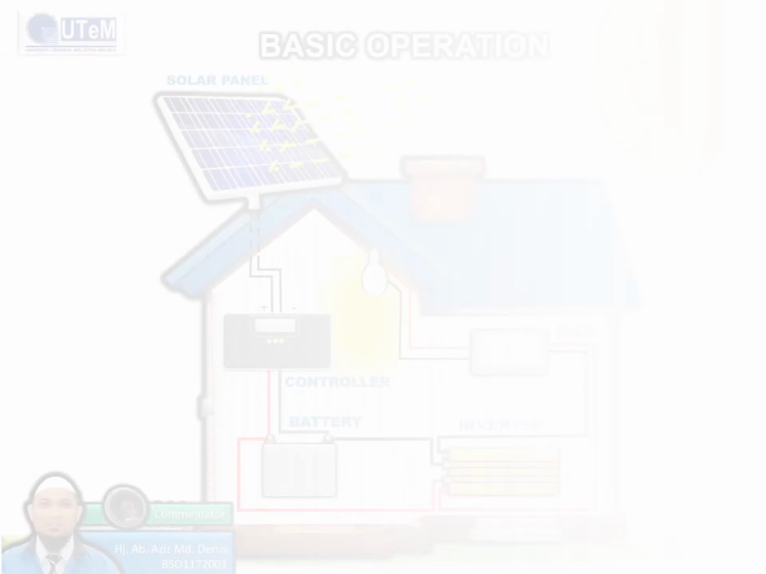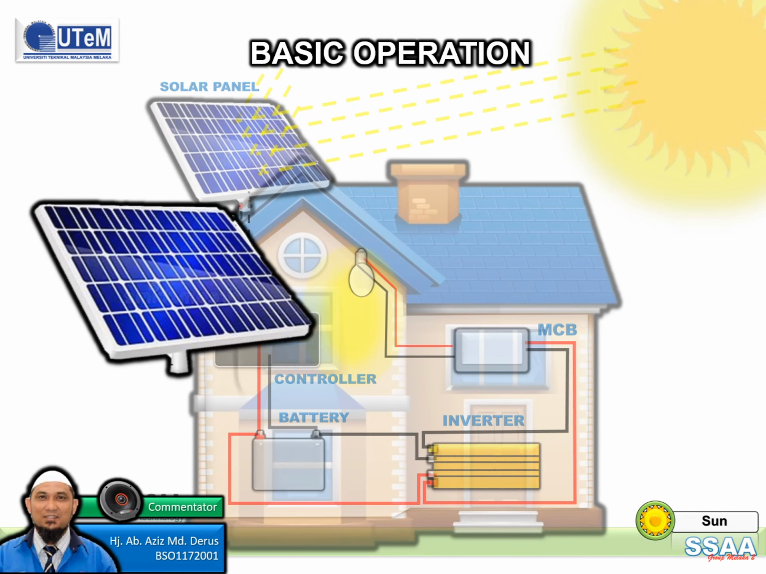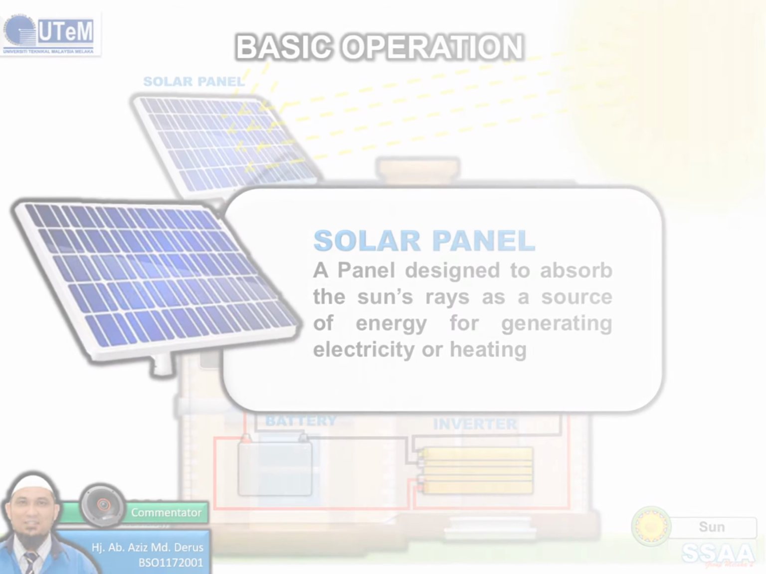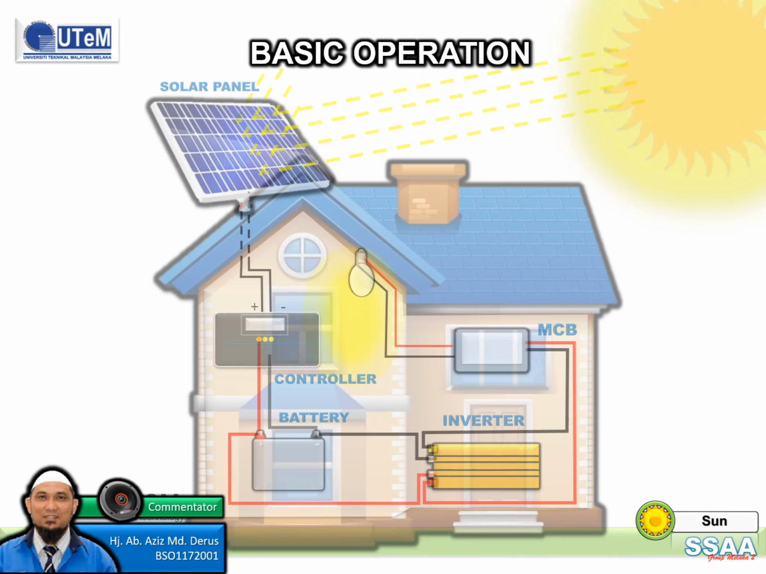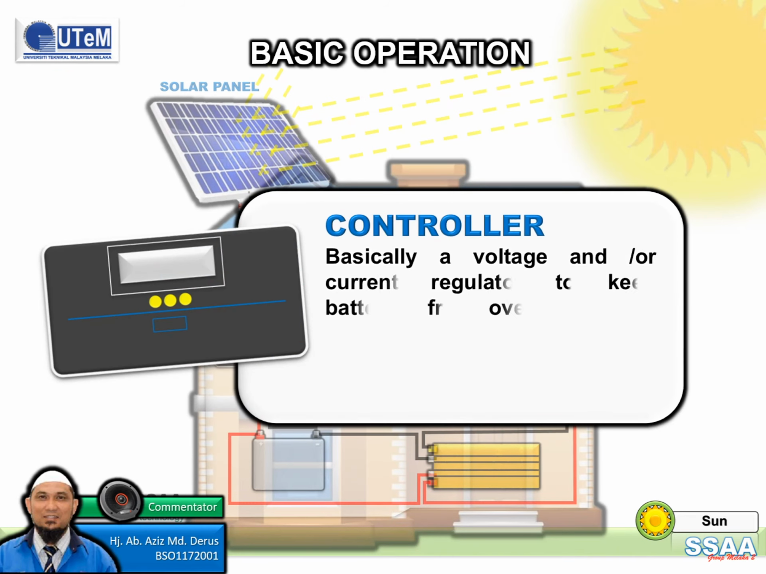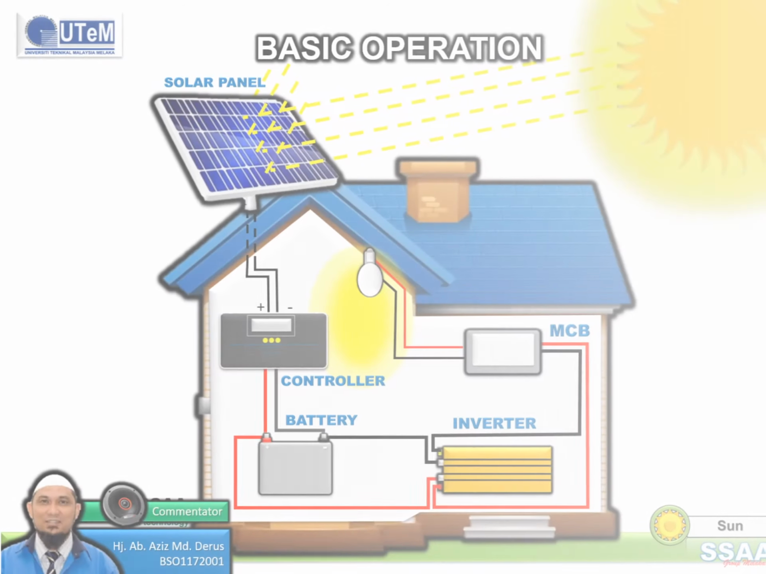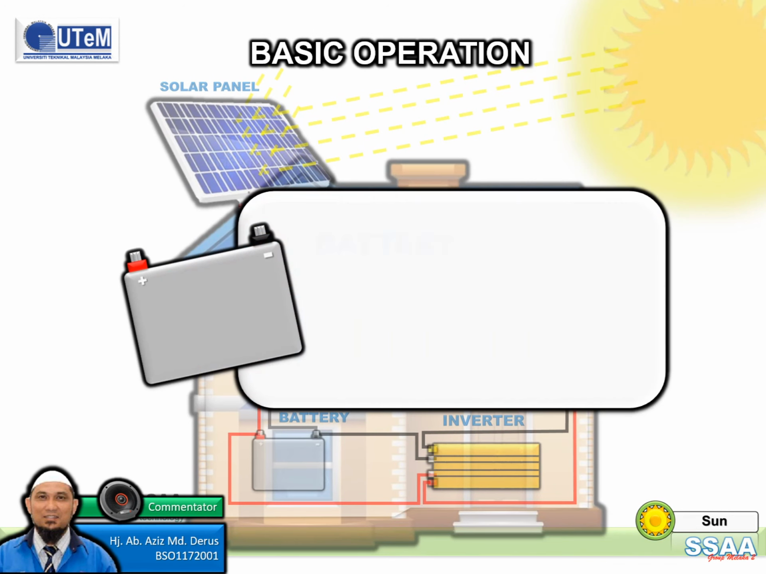So the function of each component is as follows. The solar panel is designed to absorb the sun rays as a source of energy for generating electricity or heating. The charge controller is basically a voltage and current regulator to keep batteries from overcharging. It regulates the voltage and currents coming from the solar panel to the battery. The battery pack is a device that reserves energy for later consumption that is charged by a connected solar system.